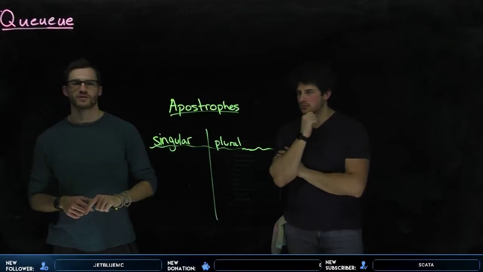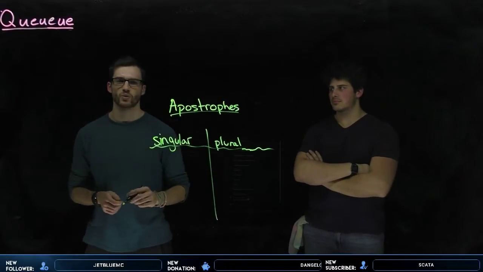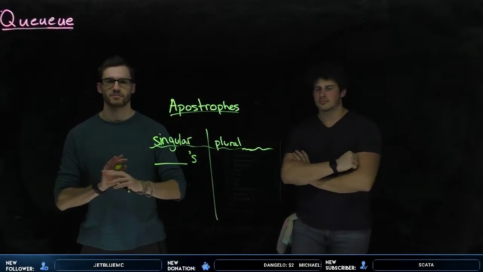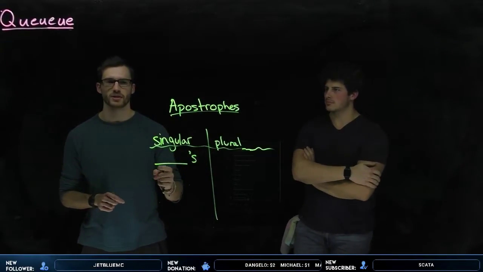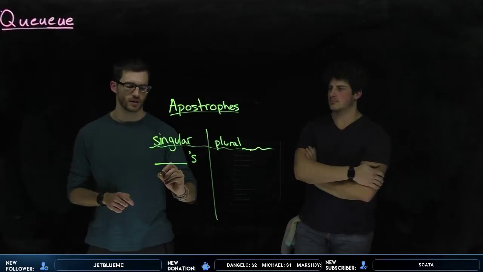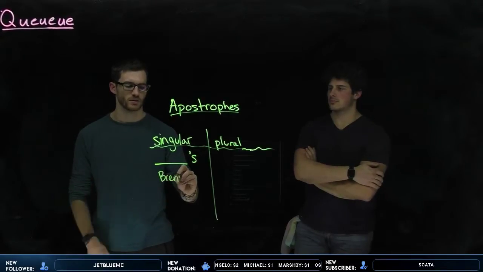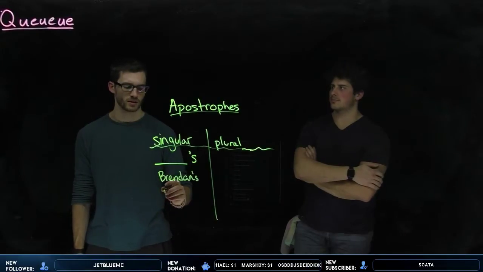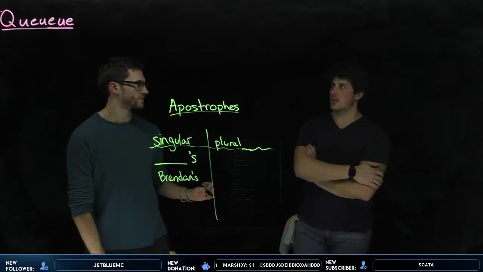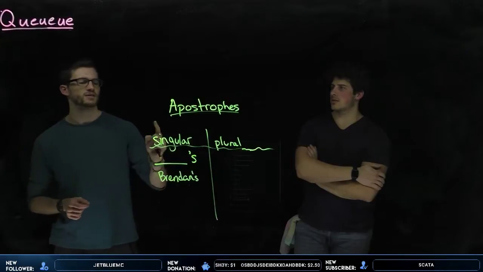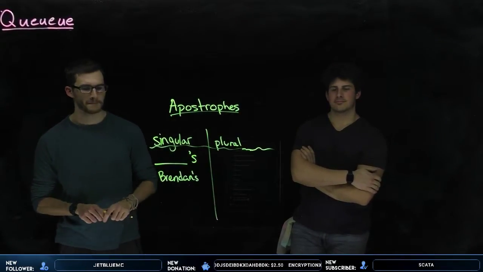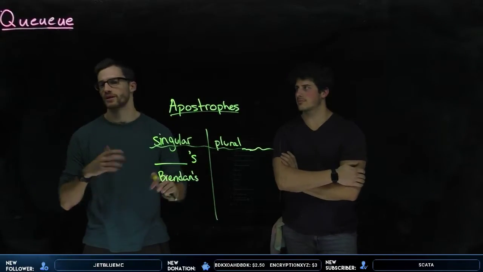Singular ROI. With apostrophes is very easy. You're going to have your word, and then you're going to add apostrophe S. It doesn't matter what else. Now, you have to make sure that this word is singular. So this would be Brendan's something. Brendan's traps. What about Keanu Reeves? What if he had something? That's considered singular. So it would be Reeves's? Yeah. There you go. If it's a person's name, doesn't matter.